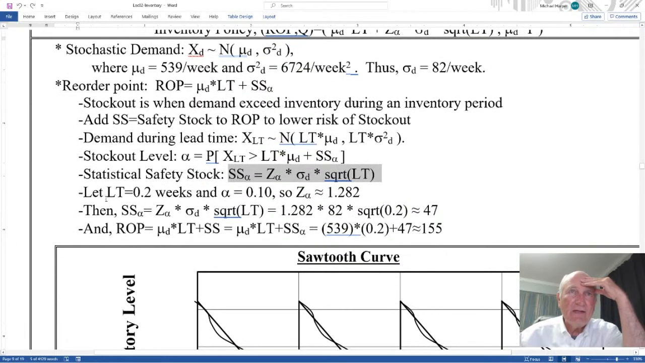Now if the lead time is 0.2 weeks, alpha is 10%, Z is 1.282, and this comes from Excel, then the safety stock is approximately 47, and ROP is approximately 155, and that's how I came up with it.